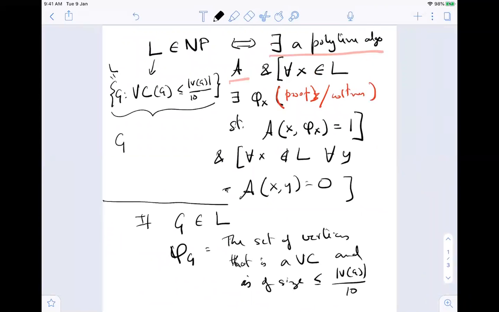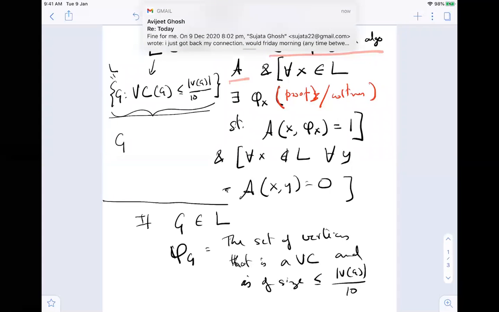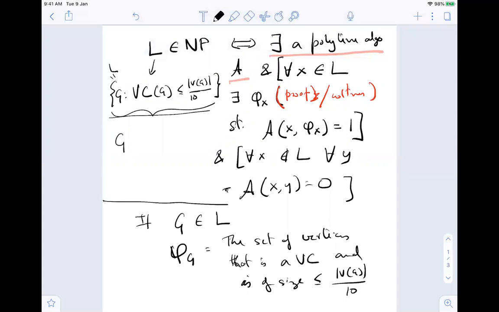So what are the questions? Your question is: is G in L? That's the kind of question, right? It's like you give me a number and ask me, is this number a prime number or not? Sir, is phi of G something like a proposed solution which we are going to check? Exactly. It's a proposed solution.